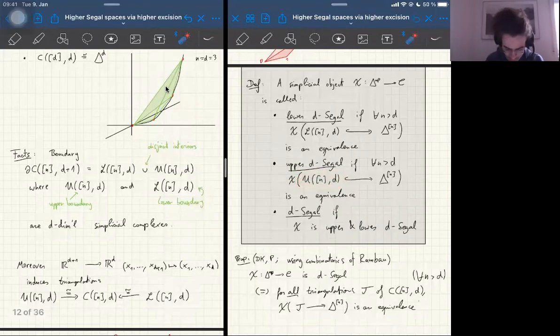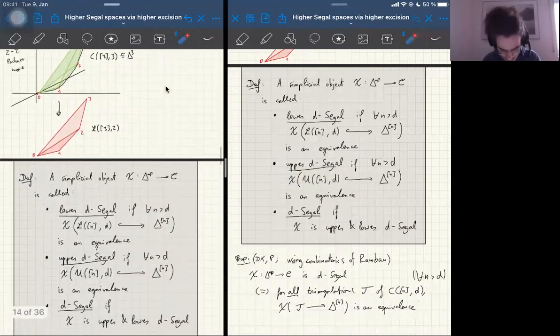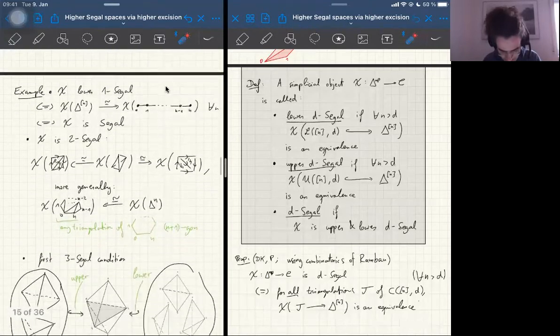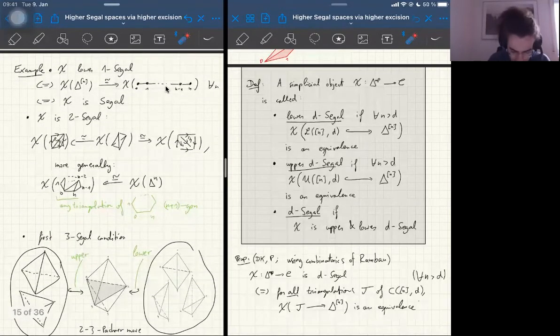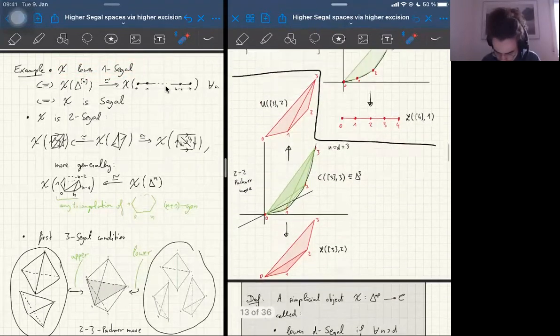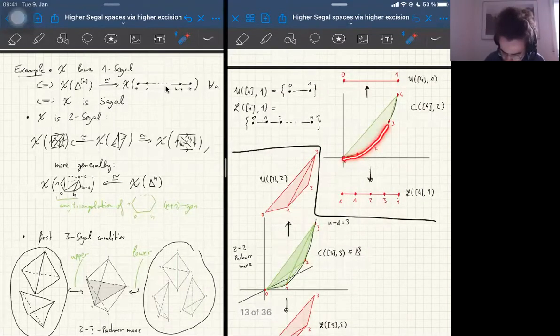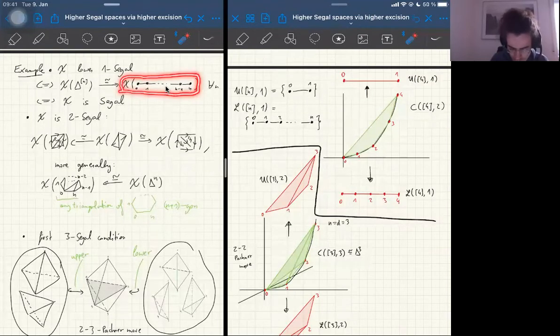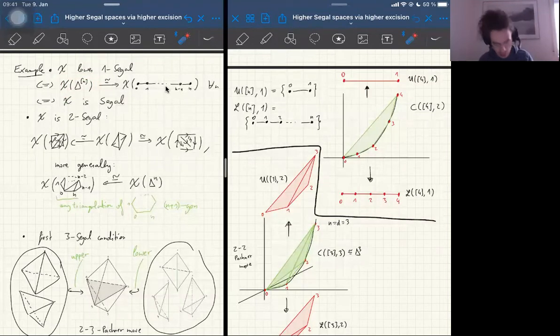So I'll give an example in a second. Maybe this is more instructive than the actual definition. So let me scroll down to the example on the left. Here, this is the second cyclic polytope, and one of its boundaries, the lower boundary, looks exactly like this. It's an interval subdivided into these pieces, and being one-Segal means exactly that the value on this subdivided interval is equivalent to the value on the n-simplex. So this really recovers the Segal condition from earlier.